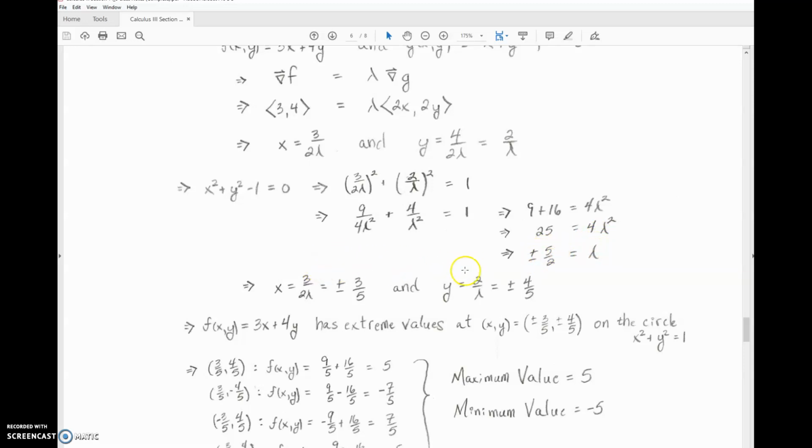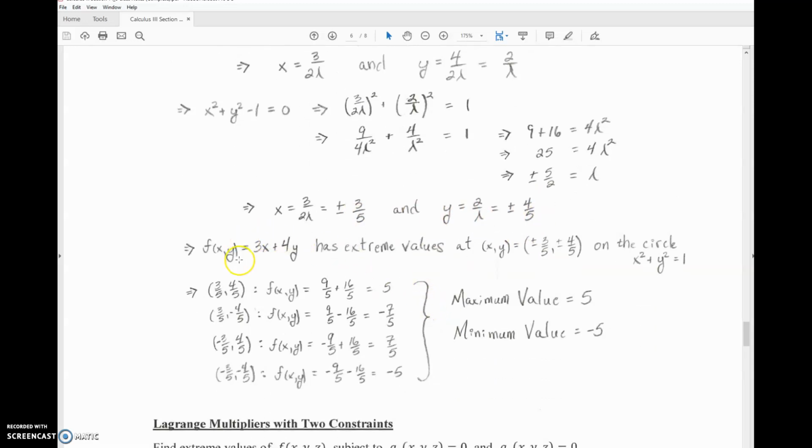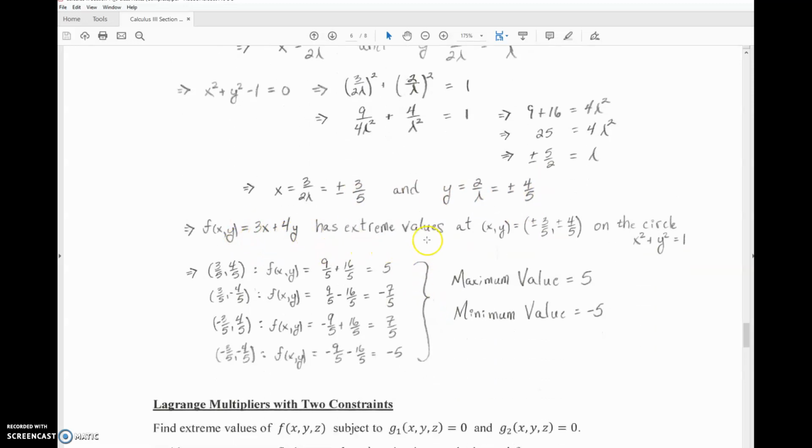So once I know that lambda is plus or minus 5 halves, I plug it in to solve for x and y. So for lambda equal to plus or minus 5 halves, that means x is equal to plus or minus 3/5, and y is equal to plus or minus 4/5. So f of x and y, which is 3x plus 4y, has extreme values at these values of x and y on the circle x squared plus y squared equals 1. Plug them each into f of x, y, and you can see that the maximum value is 5, and the minimum value is minus 5.